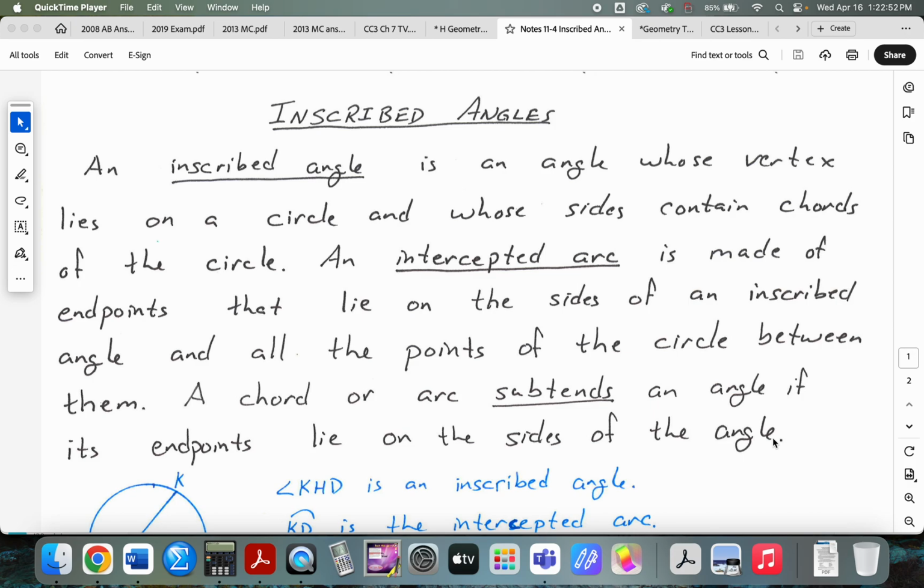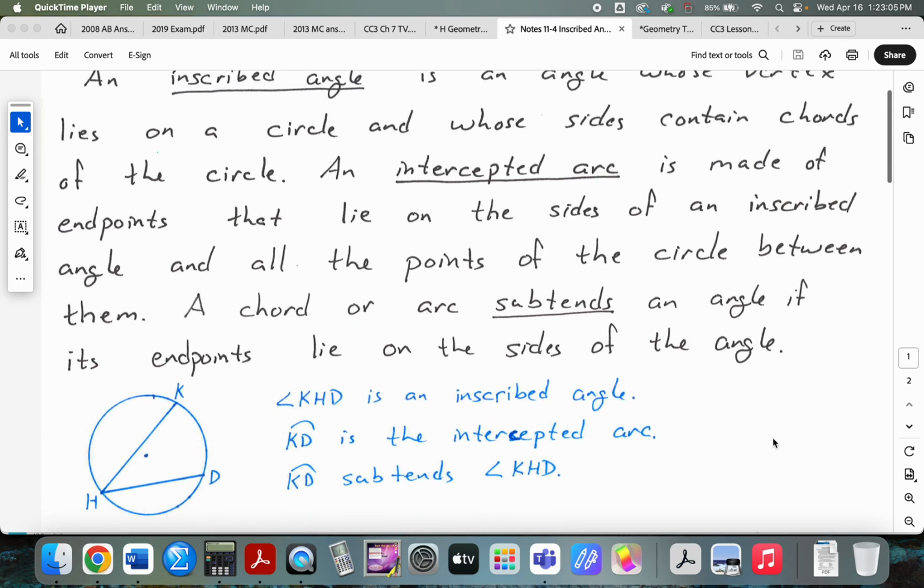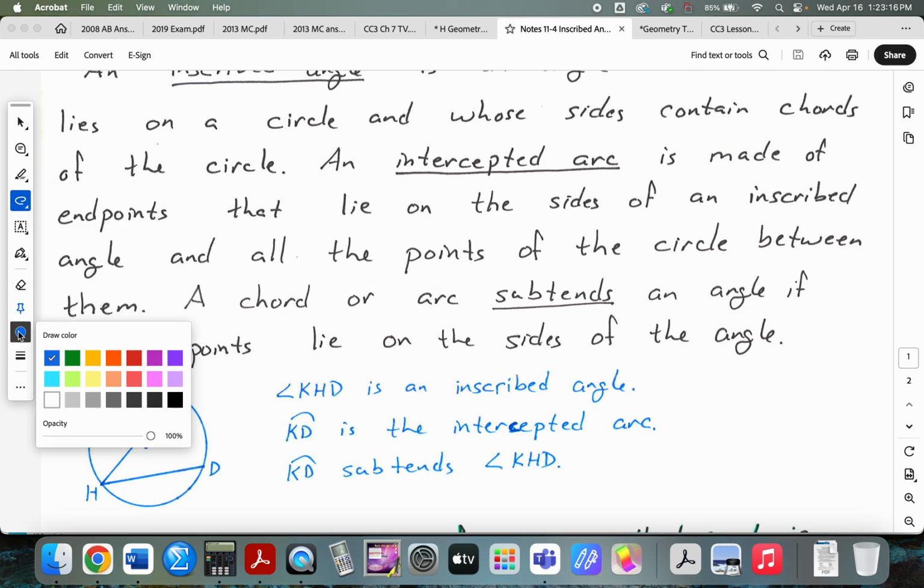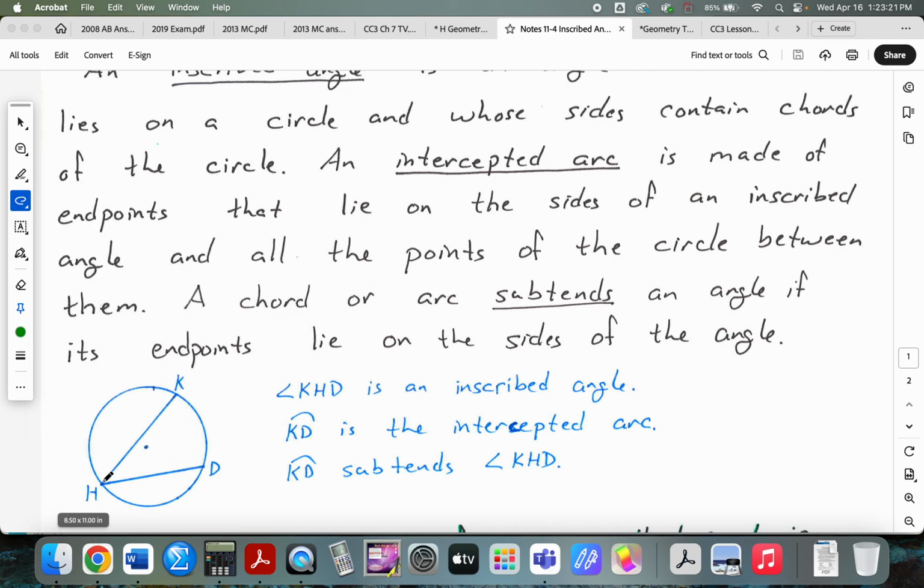In most cases, when we first start off, it's just going to be chords, but later on, sometimes you'll have whole lines going off the circle and stuff like that. So the intercepted arc is basically the arc that is in the angle's interior. So here, when we're talking about this angle, its intercepted arc is the part that's inside the interior of that angle.